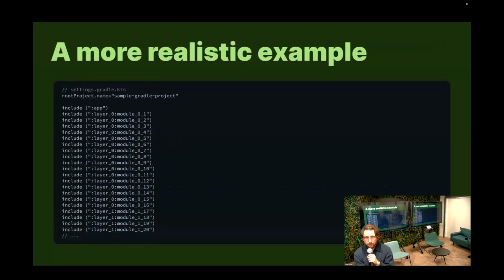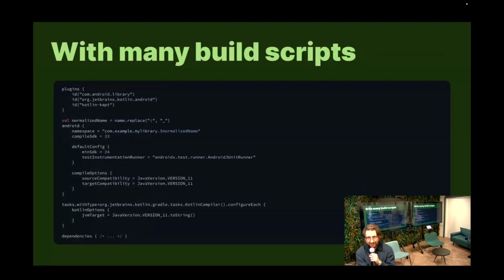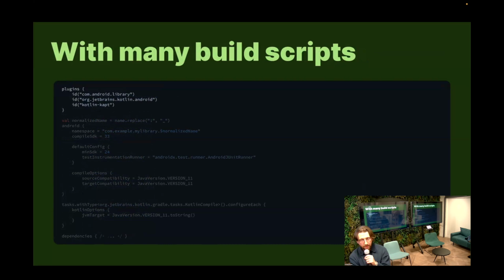So now our script file looks more like this, and hopefully more of us can resonate with what we see now on the screen. It has a lot more include lines. Actually, we have hundreds of modules here. We just generated it, and each of them has build scripts with it, and each of the build scripts has plugins applied, like our Android Gradle plugin, Kotlin Gradle plugin, or KAPT, or some other things.